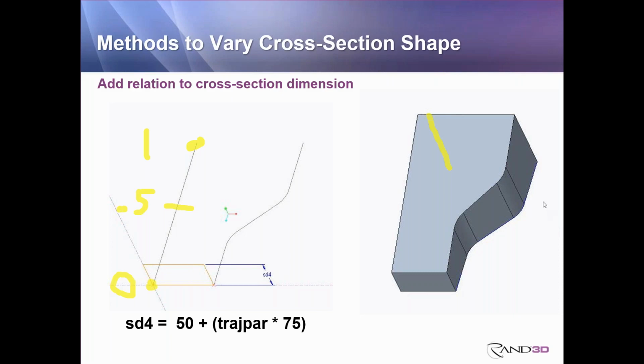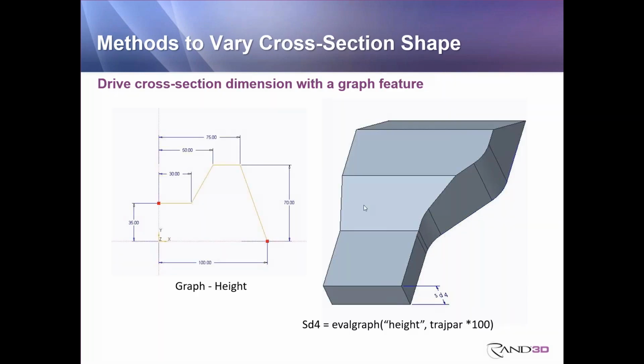And then you also could use a graph to drive the sweep. I want that dimension to go up and down as it sweeps along. Now, to use a graph, you would have to create a graph feature beforehand. When you go to make this graph, it will pop up a window for you to sketch the shape in. And when you make the graph, you do have to add a coordinate system right here. That just represents where the sweep begins, so that's 0 of trajpar.